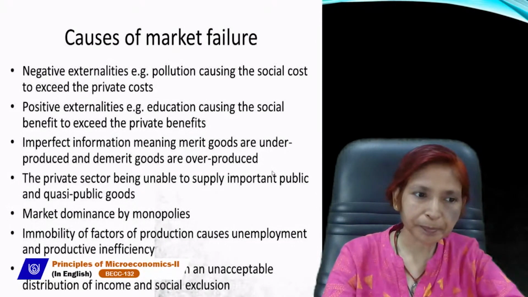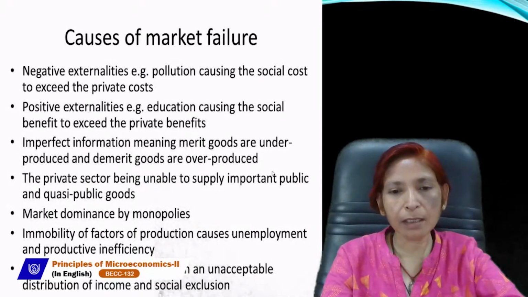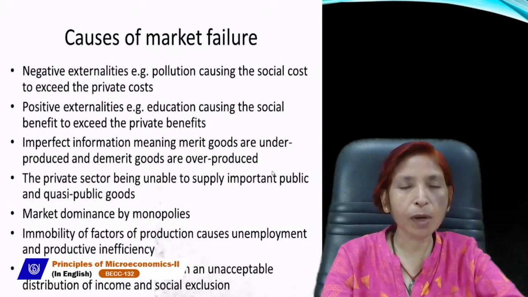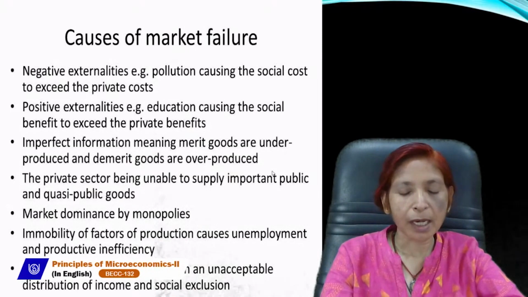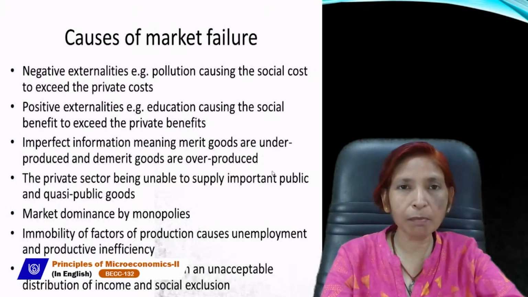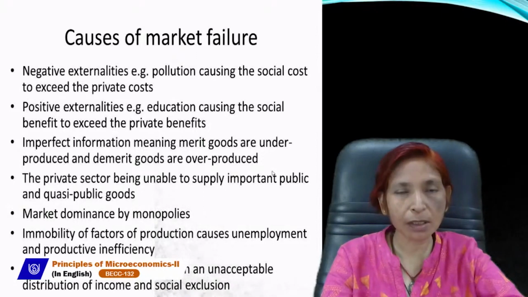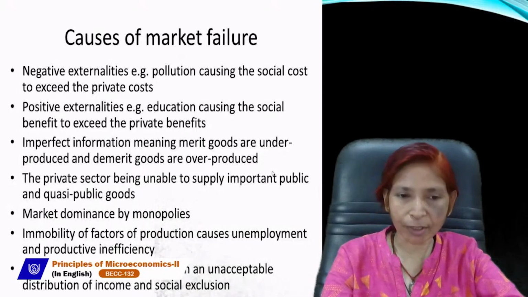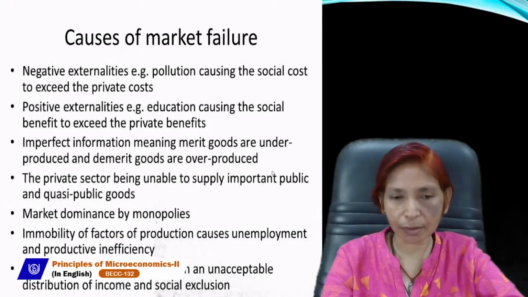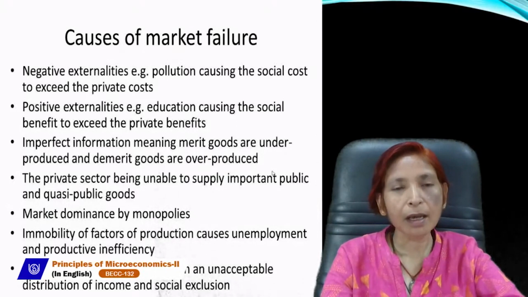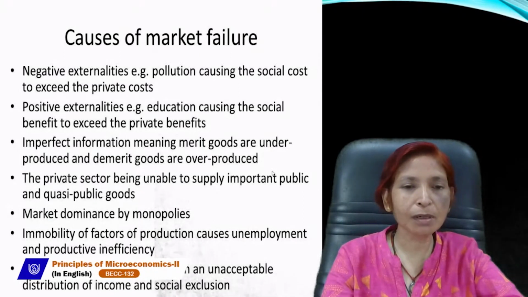Next is the private sector being unable to supply important public and quasi-public goods. As we know, the main aim of the private sector is to earn maximum profit, and it always produces those goods and services which give more profit rather than social welfare. So the government has to provide those goods and services which are necessary for our social well-being.